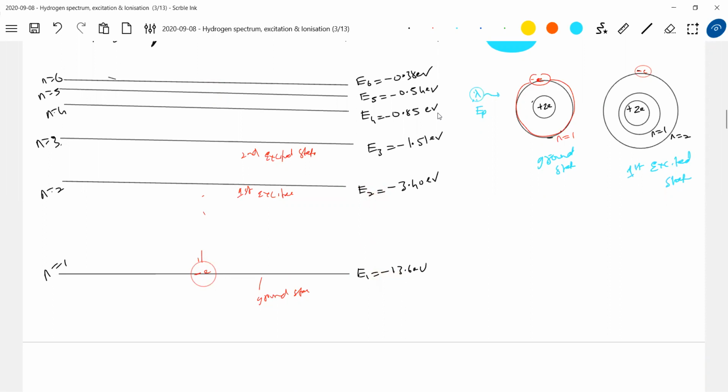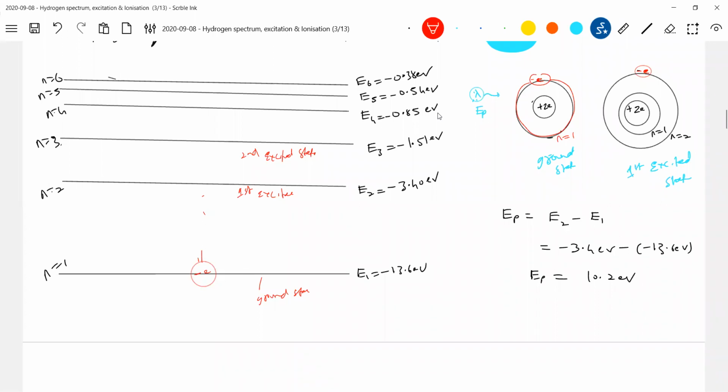So how should we calculate the energy of the photon? It should be equal to E2 minus E1. E2 is minus 3.4 electron volt, minus of minus 13.6 electron volt. So solve this, you'll get 10.2 electron volt. So this should be the energy of the photon. If a photon comes with this much energy, the hydrogen atom will absorb it and make a transition to the first excited state.